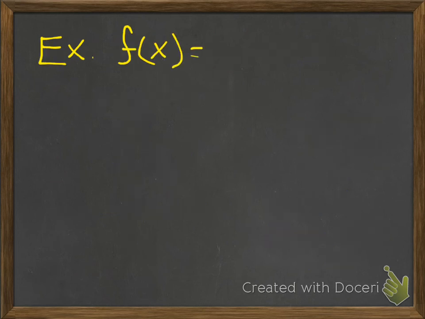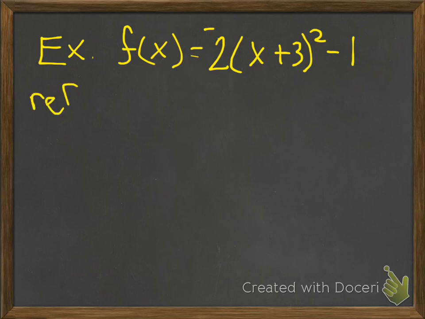Okay, this one, f of x is equal to negative 2, parentheses x plus 3 squared minus 1. I forgot the negative, I added it at the end. It's negative 2, yeah. Okay, is there a reflection? Yes. The 2, is it a stretch or compression? It's a stretch, and more specifically, it's a vertical stretch.